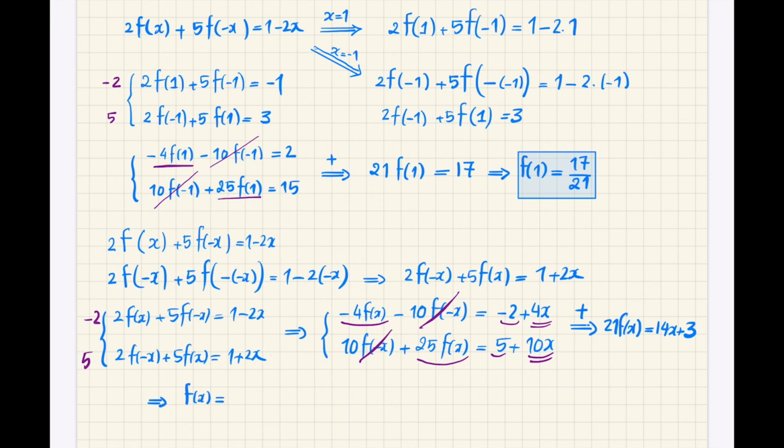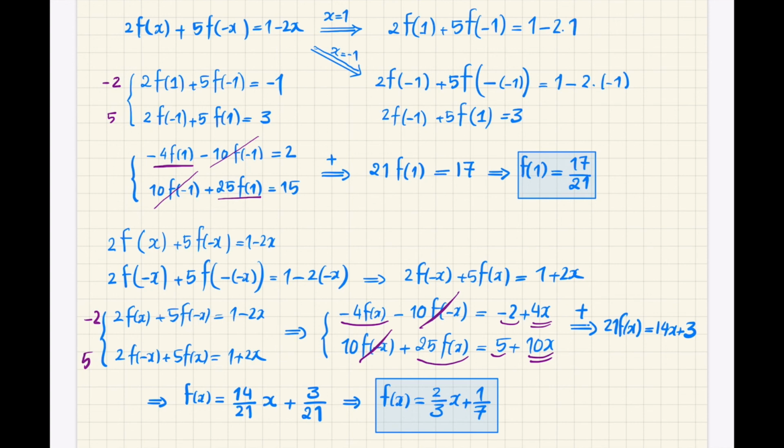But I am looking for f of x, so I divide by 21. So the left hand side becomes f of x. There are two terms to divide on the right hand side: 14 over 21x plus 3 over 21. And then if I simplify, 14 and 21 divided by 7 give 2 and 3, and 3 over 21 divided by 3 gives 1 over 7. So f of x is 2 over 3x plus 1 over 7. Okay, so that is the solution to this problem.